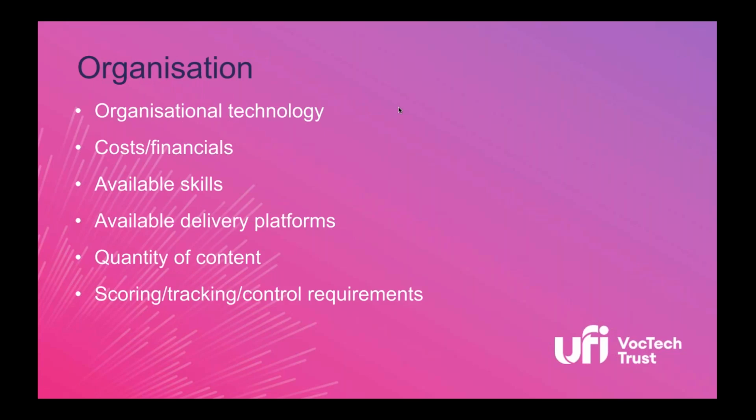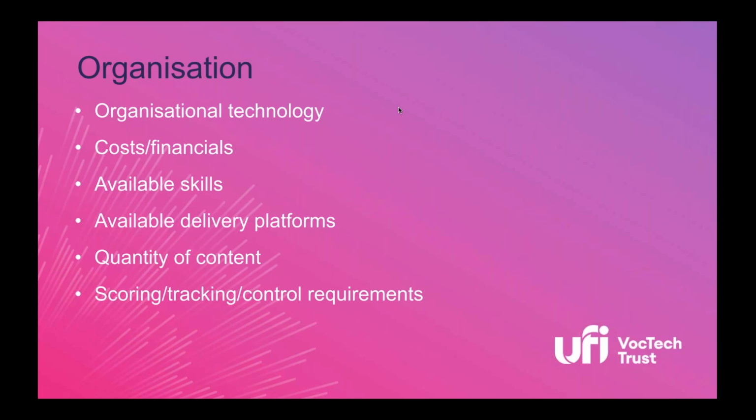Organizational parameters. What's the technology that's available to you? Security, bandwidth, GDPR, that kind of thing. How much money have you got available? Will online learning be making you money or costing you money? This is a really important next one.